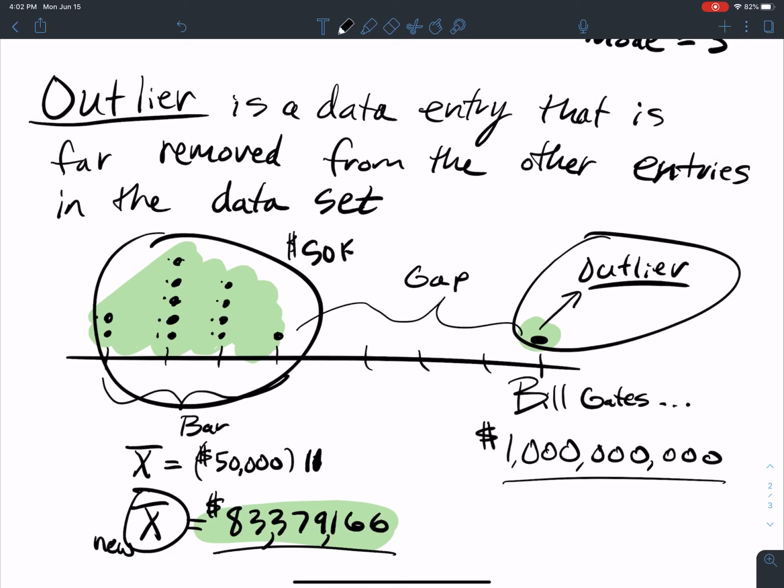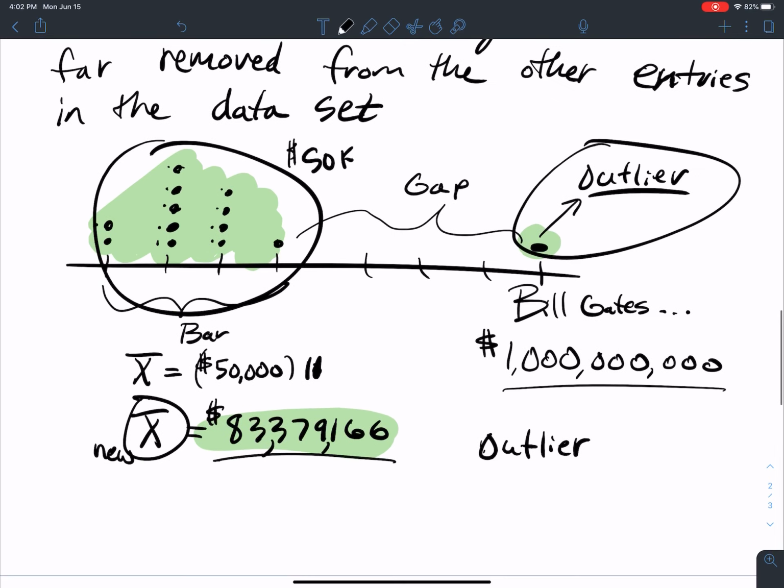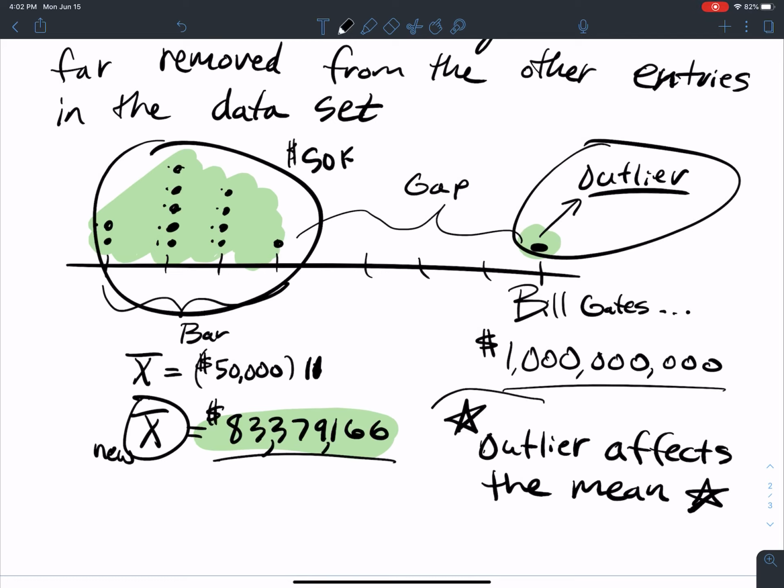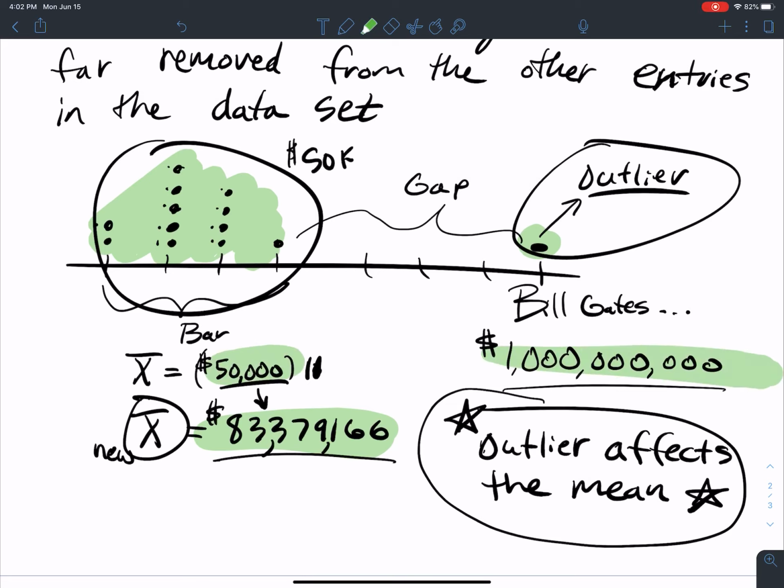Okay, so the outlier affects the mean. Okay, the outlier has a great effect on the mean. All right, and you just think about the Bill Gates example. He took all those people who averaged 50,000 and made it look like now the true average was 83 million, which is ridiculous. Only Bill Gates is the rich one in that bar, guys. Everybody else is just average.